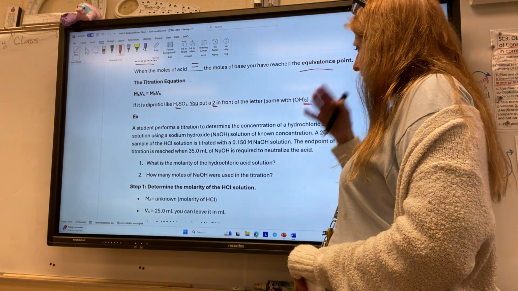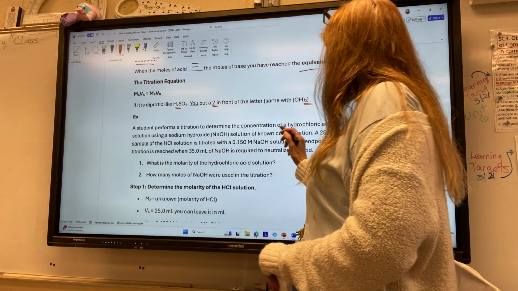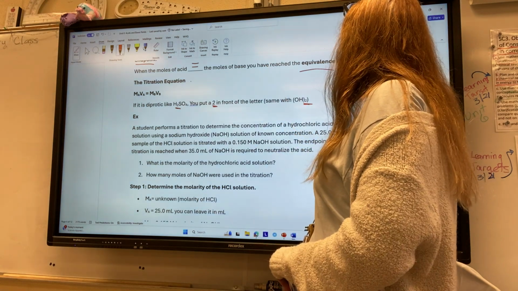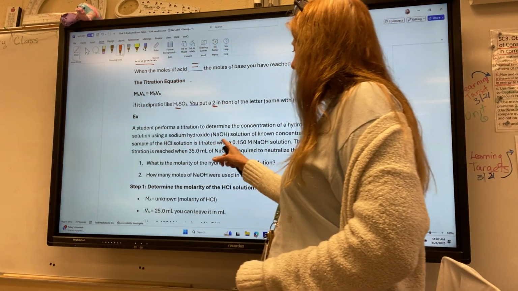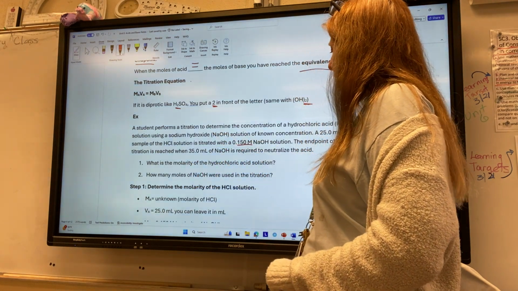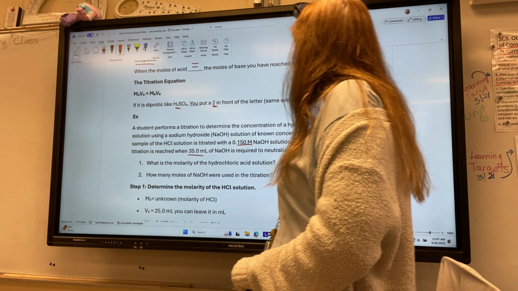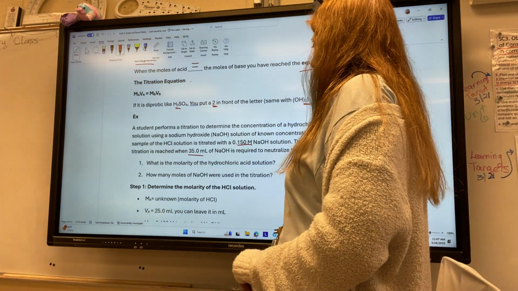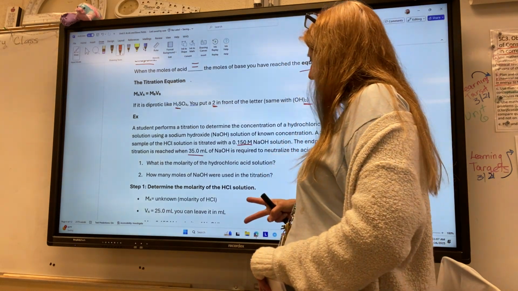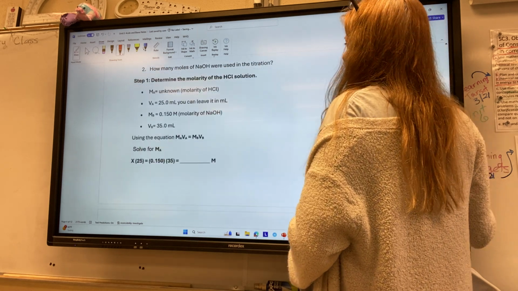Example, a student performs a titration to determine the concentration of hydrochloric acid solution using sodium hydroxide of a known concentration. So your unknown's in your Erlenmeyer flask, your known is in your burette. A 25 milliliter sample of the hydrochloric acid, so you know your volume of your acid, is titrated with a known molarity of sodium hydroxide, 1.50. The endpoint of the titration is reached when 35 milliliters of sodium hydroxide is required to neutralize the acid. What is the molarity of the hydrochloric acid? How many moles of sodium hydroxide were used in the titration? So that's our questions, and this is how we're going to answer it.